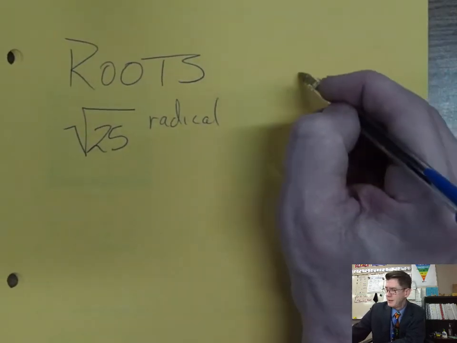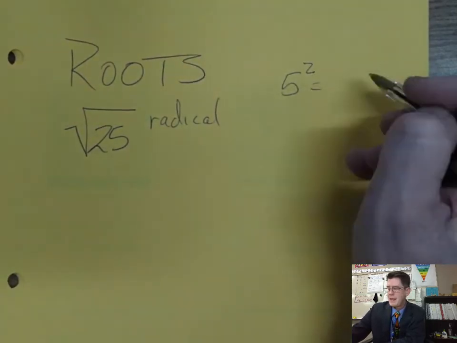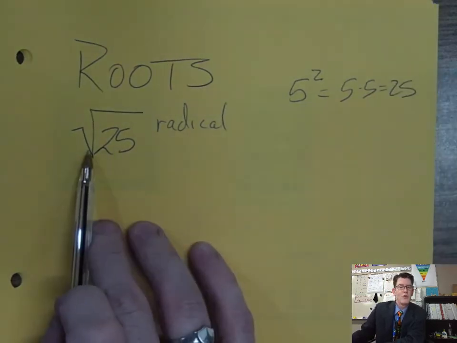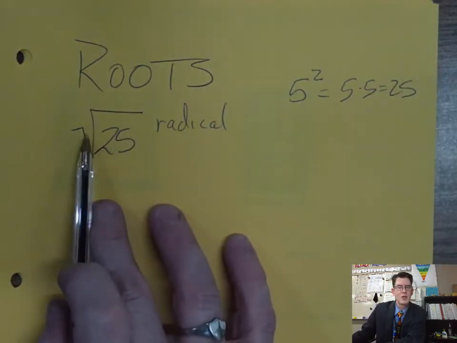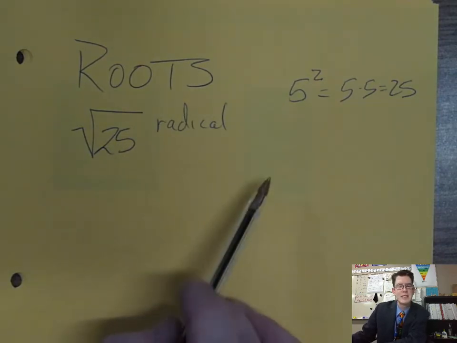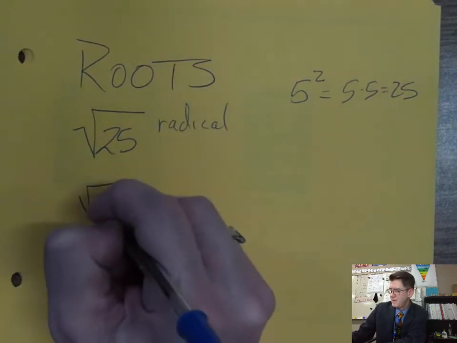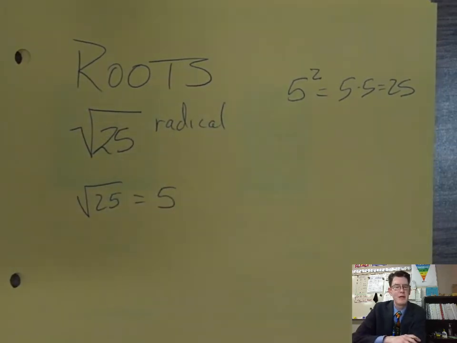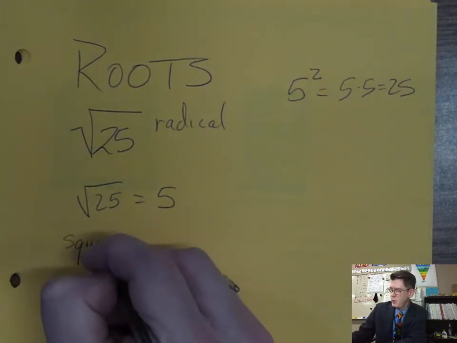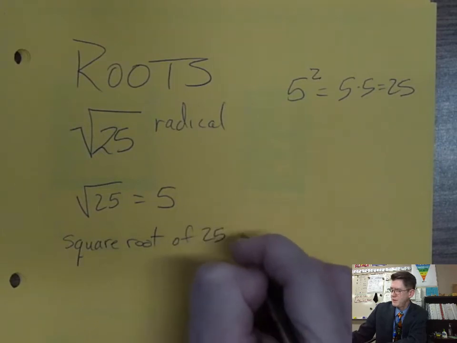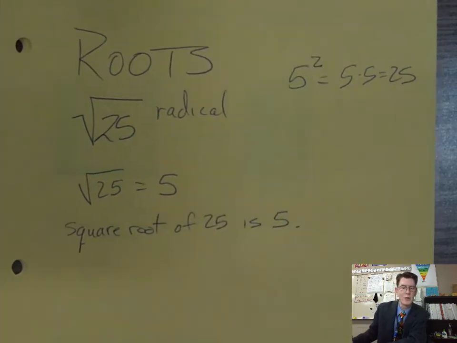Let's say 5 squared. That means 5 times 5, and that's 25. Roots are kind of the opposite. What is the root of 25? Or what number times itself gives you 25? Well, the number times itself that gives you 25 is the number 5. So the square root of 25 is 5. That's what we're saying there.